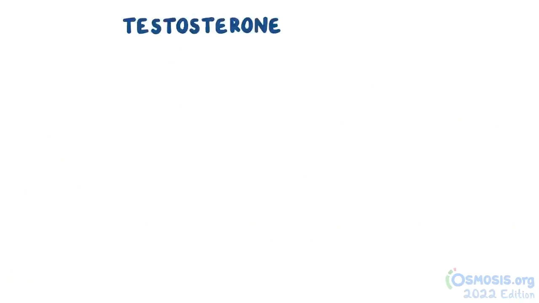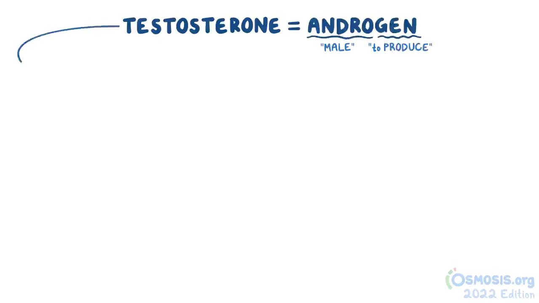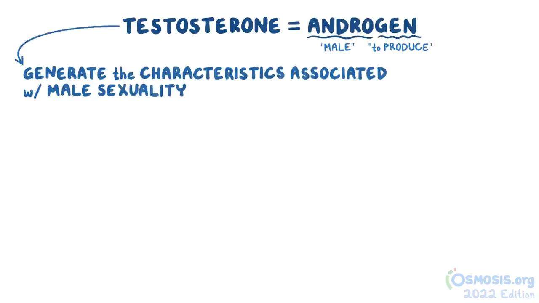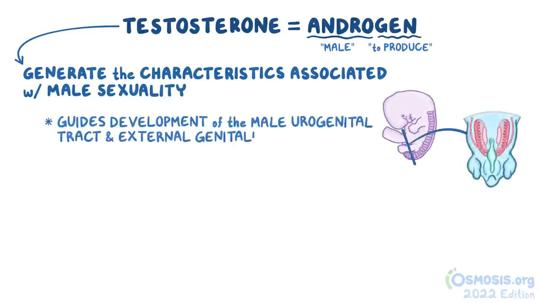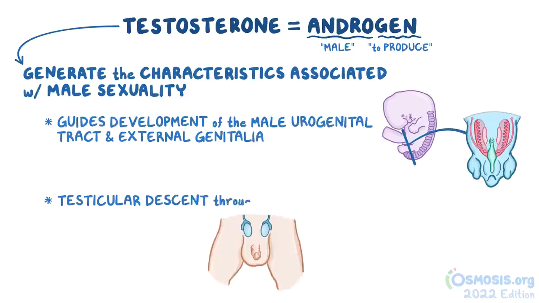Testosterone, the primary male hormone, is an androgen, andro meaning male, and gen meaning to produce, which means testosterone helps generate the characteristics associated with male sexuality. The effects of testosterone are first seen in the fetus, where it guides development of the male urogenital tract and external genitalia, as well as testicular descent through the inguinal canal.